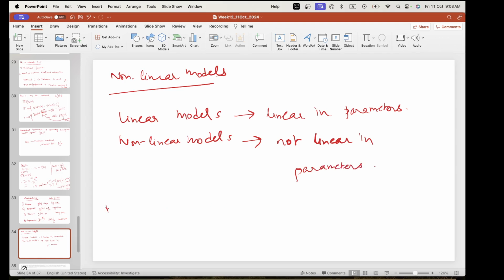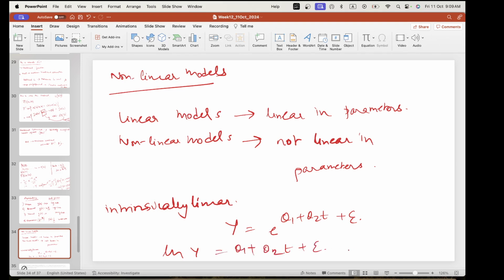We also learned about something called intrinsically linear, which is a model where we can write it as y equal to e to the power theta 1 plus theta 2 t plus epsilon. So if we take ln y, then we have theta 1 plus theta 2 t plus epsilon. So taking one transformation, if it makes it linear, then we say it is intrinsically linear.